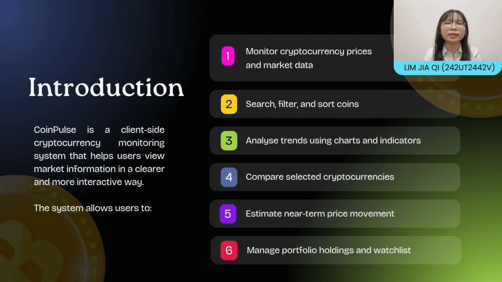CoinPulse is a client-side cryptocurrency monitoring system that helps users view market information in a clearer and more interactive way. The system allows users to monitor cryptocurrency prices and market data, search, filter, and sort coins, analyze trends using charts and indicators, compare selected cryptocurrencies, estimate near-term price movement, and manage portfolio holdings and watchlists.